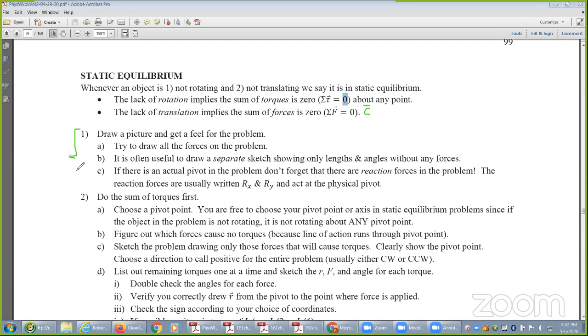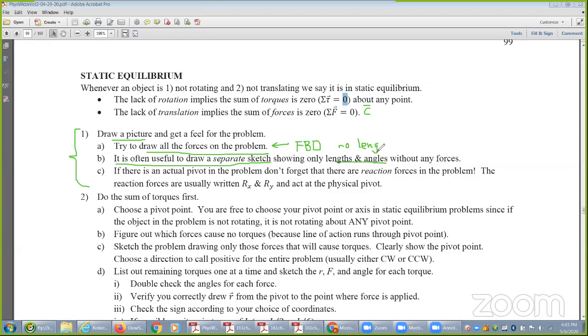Number 1, you know how to do this already. Draw a picture, okay? Try to draw all the forces. And now this is something I don't want you to get lazy on, people. Look at what I say in bullet B. It is often useful to draw a separate picture with lengths and angles and no forces. So remember, this is an FBD. Draw only forces. Do not draw the lengths. So no lengths.